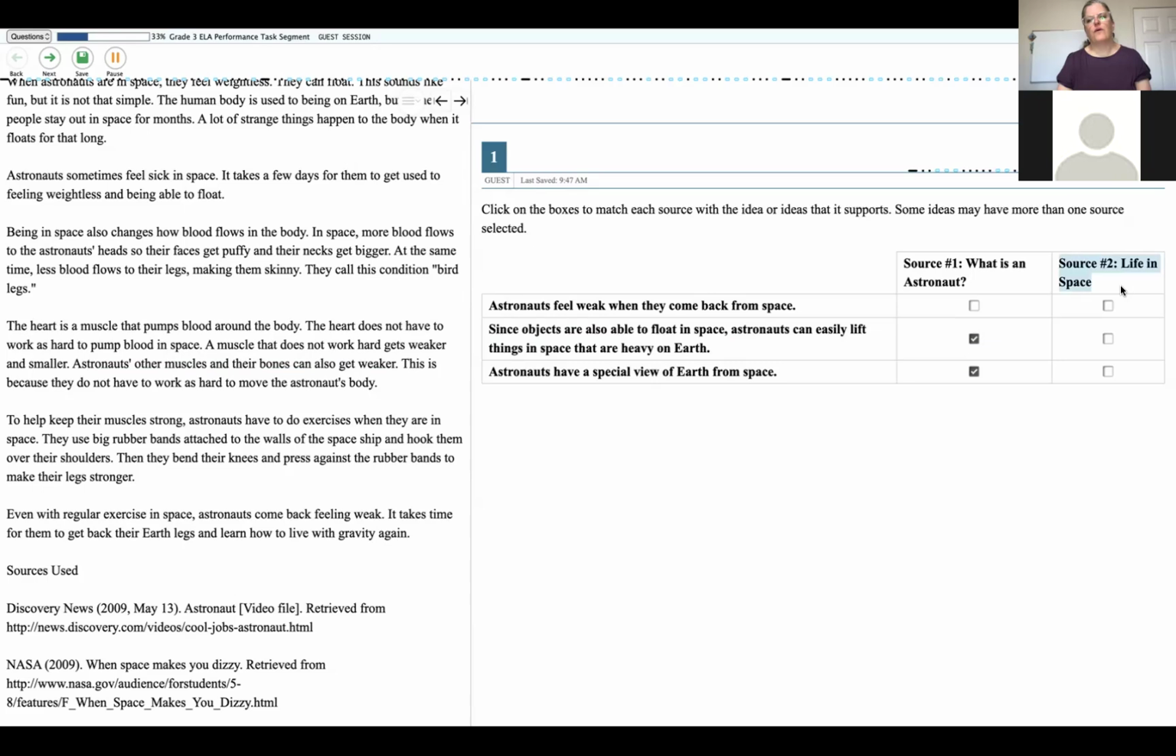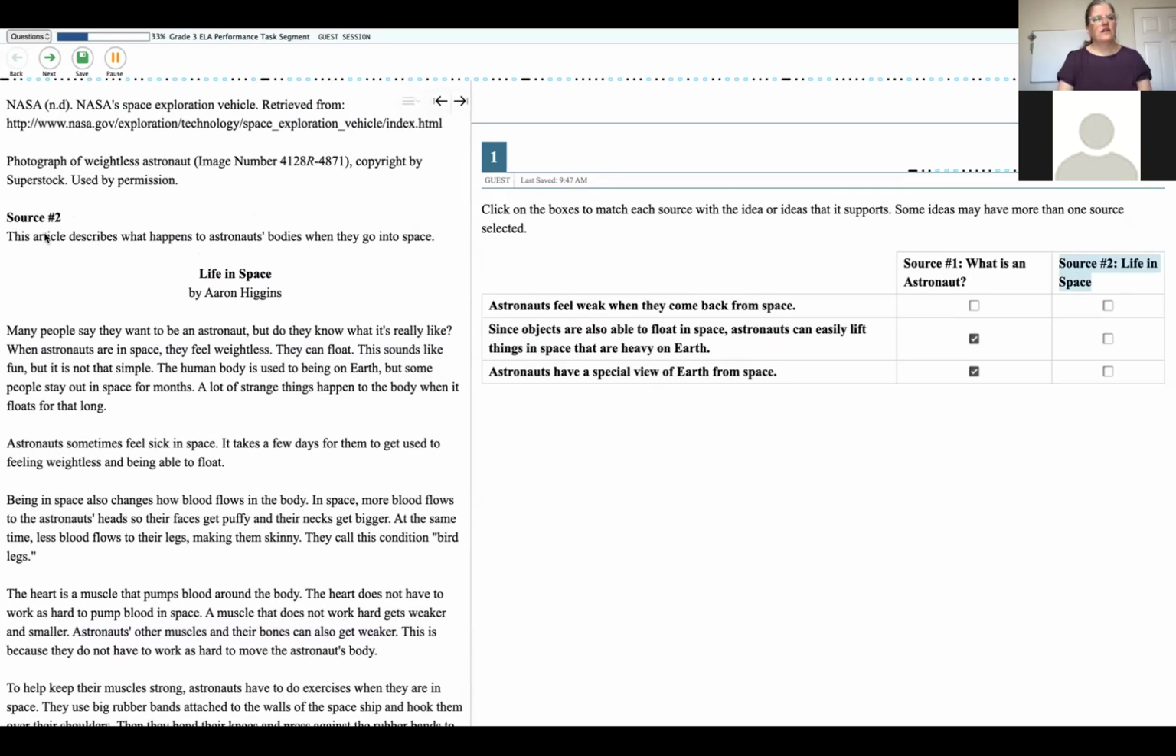So I found that one in the second article because remember, this is called source number two, life in space. And see how it says life in space over here? So now I'm going to check that box. Now I'm done with that page. See how I found each one of those things, and you have to check the box of the source that you find it in. Okay, that's how you do that part. And then that means I'm done with number one.